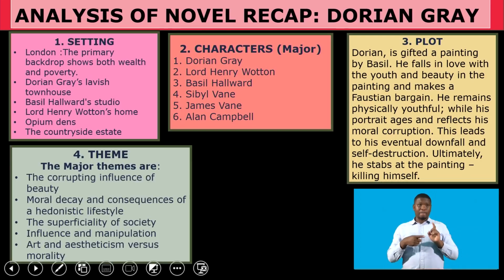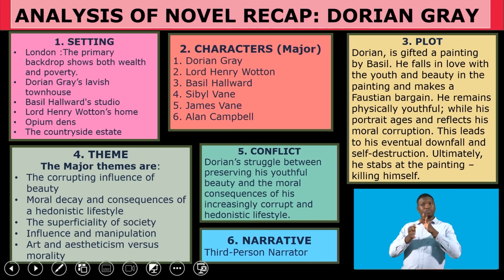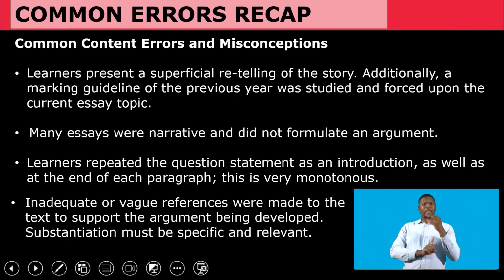The major themes: the corrupting influence of beauty, the moral decay and the consequences of a hedonistic lifestyle, the superficiality of society, the influence and manipulation, and art and aestheticism versus morality. The conflict is Dorian's struggle between preserving his youthful beauty and the moral consequences of his increasingly corrupt and hedonistic lifestyle. This is told by the third-person narrator.